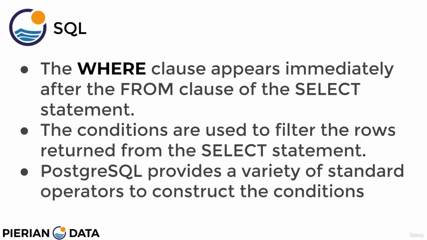The where clause appears immediately after the from clause of the select statement. And then the conditions are used to filter the rows returned from the select statement. And PostgreSQL provides a variety of standard operators to construct those conditions. I want to make it clear that the conditions we show here are available in any major SQL engine, so it's not just unique to PostgreSQL.